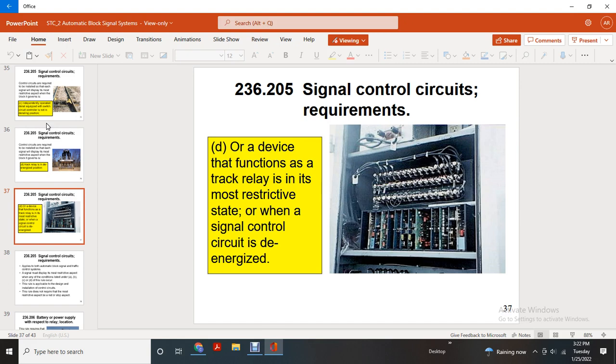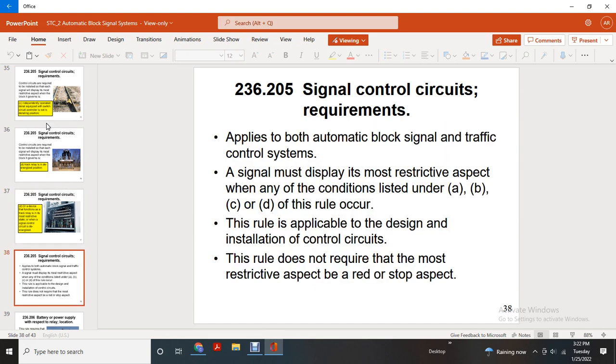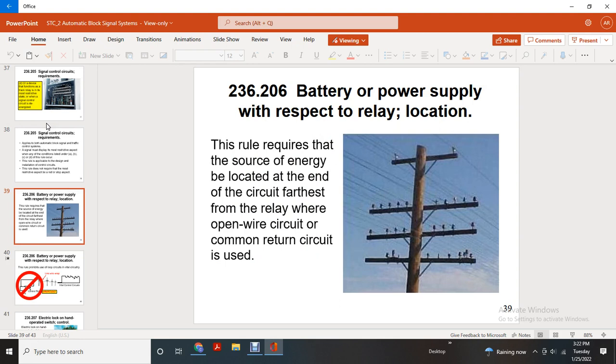control circuit is de-energized. Signal control circuits requirements apply to both automatic block and traffic control systems. Signal must display the most restricted aspect if any of the conditions listed in paragraph A, B, C, or D of the rule occur. This rule is applicable to the design and installation of control circuits. The rule does not require that the most restricted aspect be a red or stop aspect.